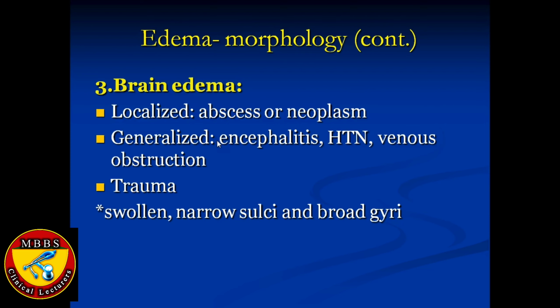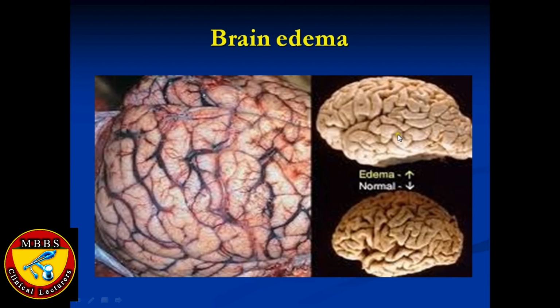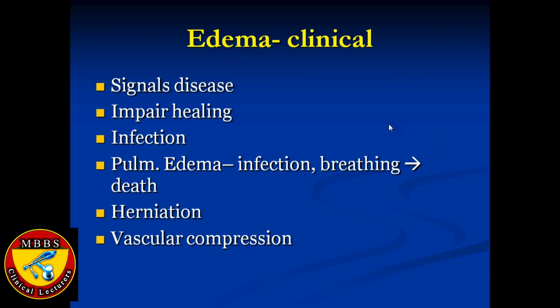Now, when you observe edema in the brain tissue, you will see that this is the normal brain and this is the edematous brain. What is the difference here? You can see that these gyri appear to be swollen in cases of edema. So due to the collection of fluid, the gyri become swollen and the sulci become narrower. Obviously, there is enlargement of the entire brain with swelling of the gyri and narrowing of the sulci. So this is the gross appearance of edema seen in the brain tissue.